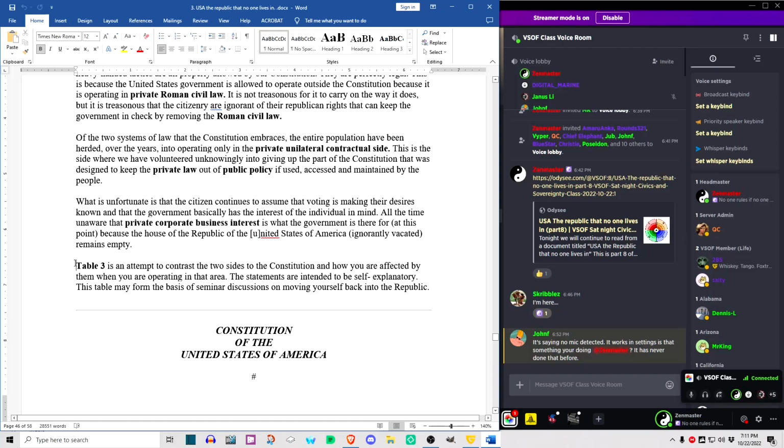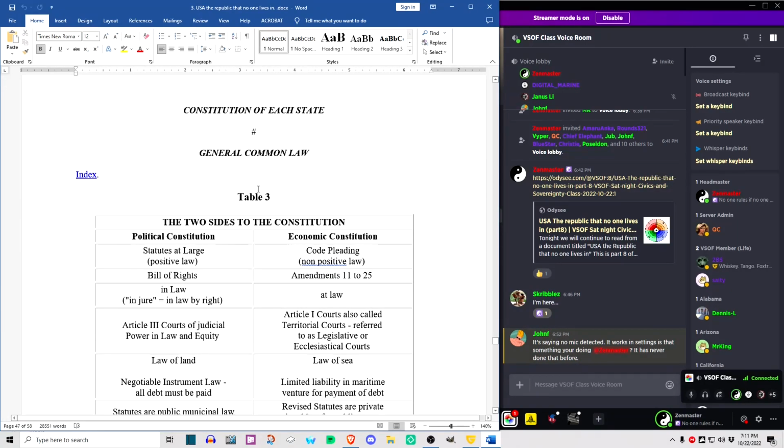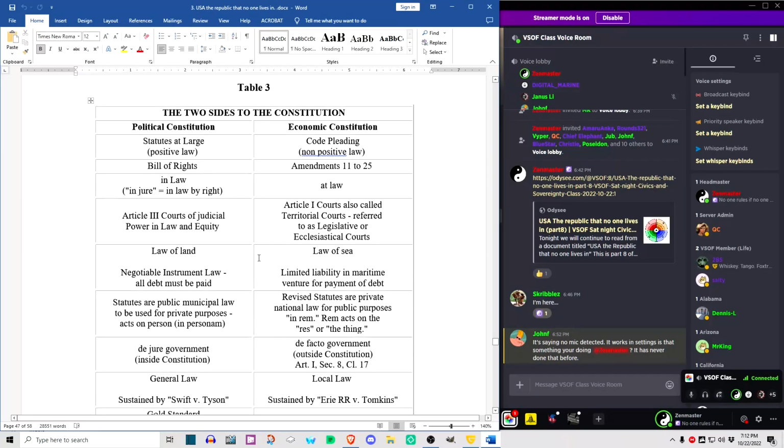So to continue here, Table 3 is an attempt to contrast the two sides of the Constitution and how you are affected by them when you are operating in that particular area, either left or right. The statements are intended to be self-explanatory. This table may form the basis of seminar discussions on moving yourself back into the Republic. So, Constitution of the United States of America, Constitution of each state, general common law. The two sides of the Constitution.